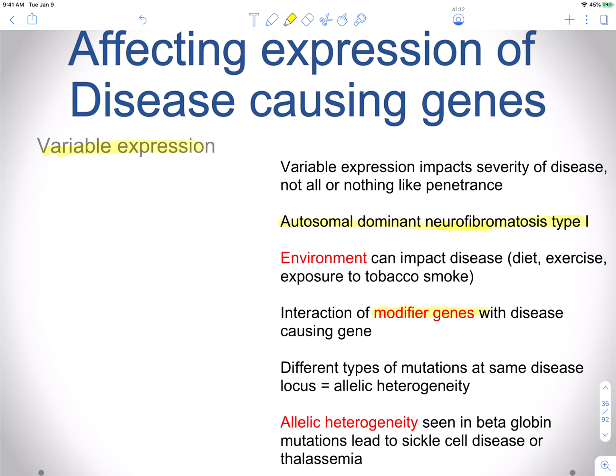The different types of mutations for the same disease, so there's allelic heterogeneity. So depending on where the actual mutation is can lead to differences in the gene. Allelic heterogeneity is also seen in the beta globin mutations for sickle cell disease and your thalassemias.